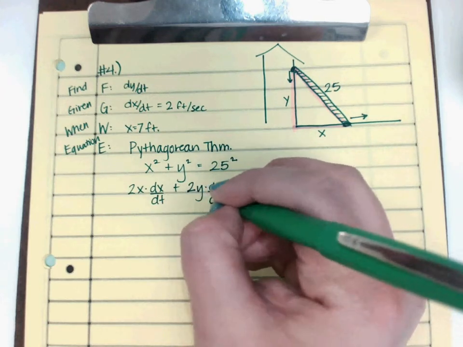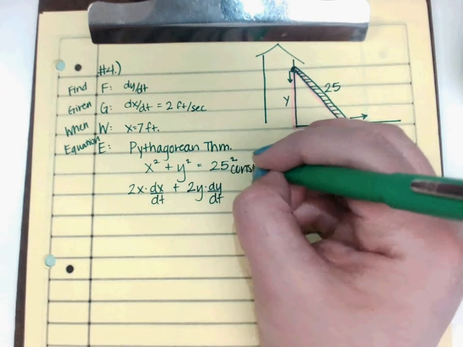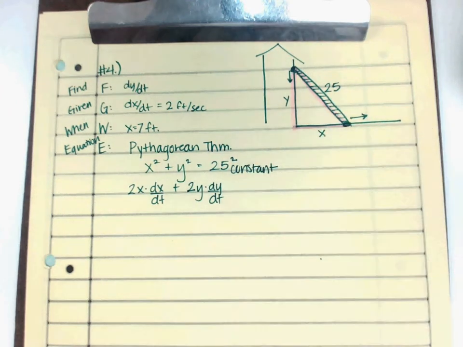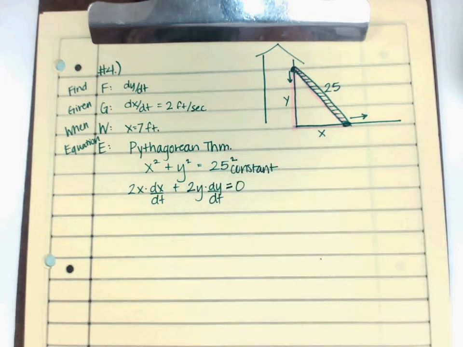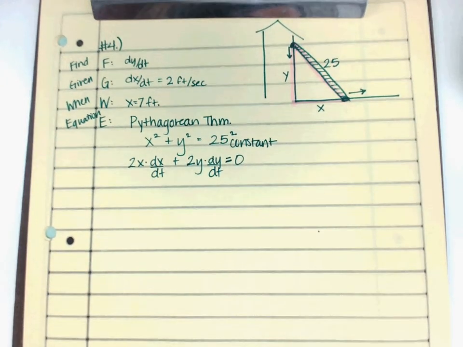2y dy dt. And then remember that 25 is a constant. So even if you don't know what 25 squared is, when I take the derivative of it, what's it going to be? 0. Good so far?